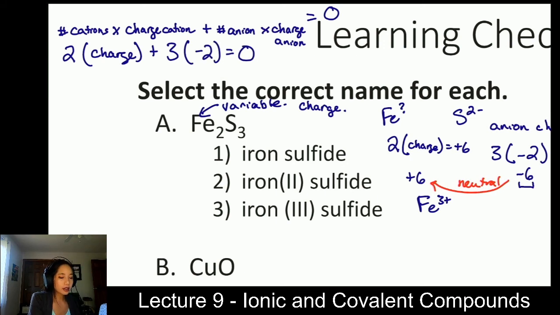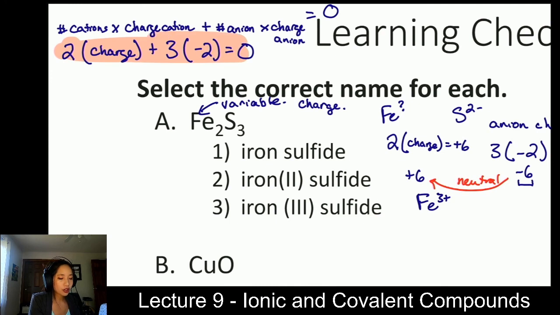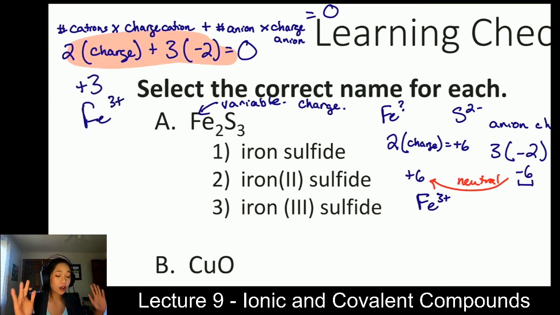So if you take this whole equation and solve for charge, equals 0, right, because the compound has to be neutral. If you solve for charge, you'll get that the charge of the cation is +3. So this is iron 3+. Okay, now we can name it because now we know the charge.